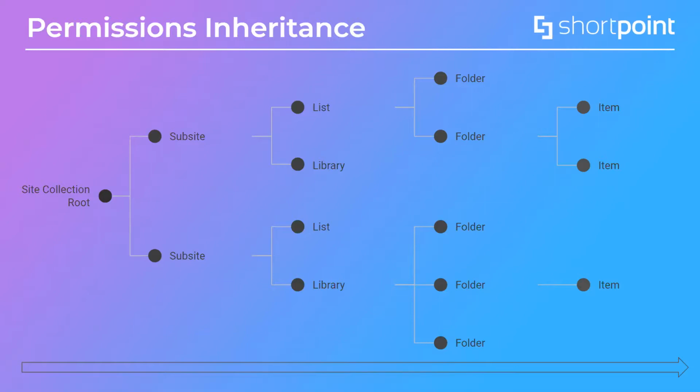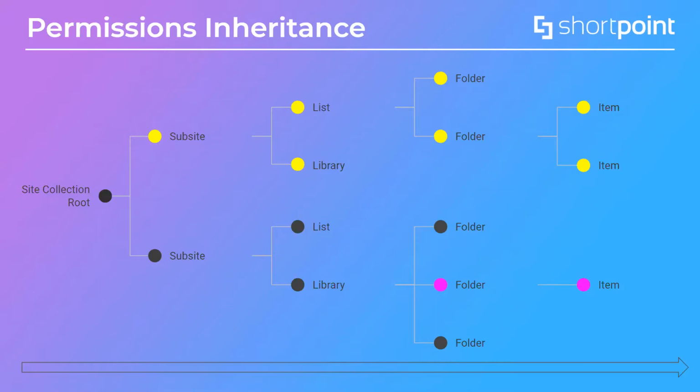What does this mean? If inheritance is on across all of these site resources and my team has access to the site collection root, it automatically has access to all further resources down to the level of items. Nevertheless, as you can see from this color scheme here, inheritance can be broken. We have two subsites that go under the site collection root.